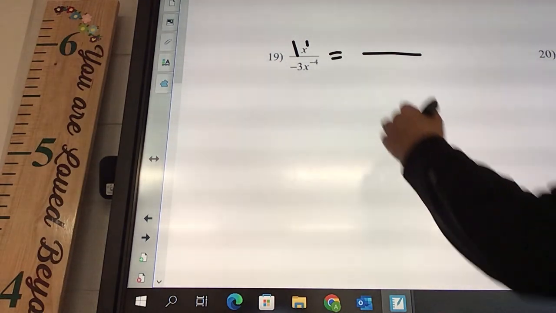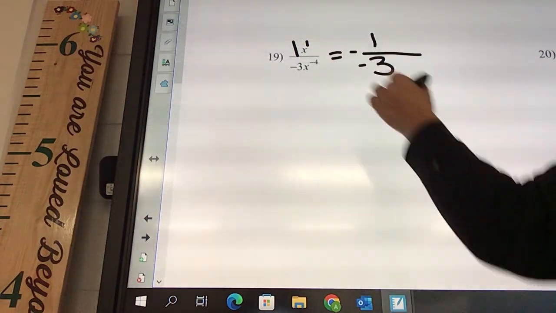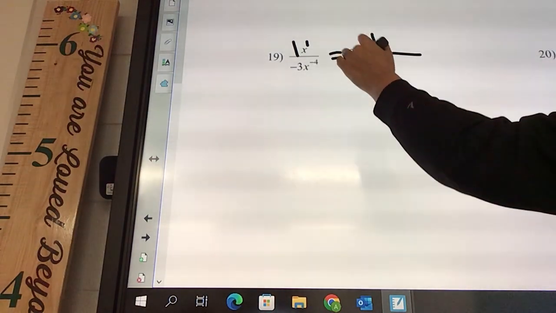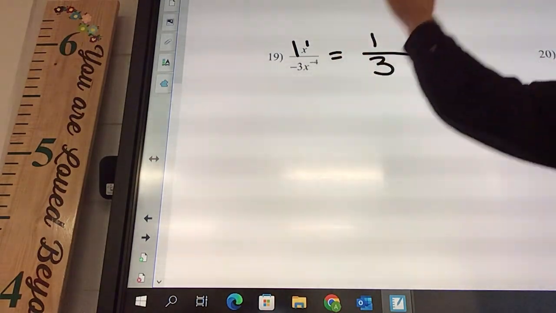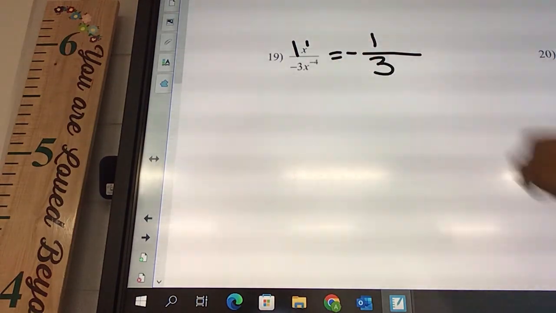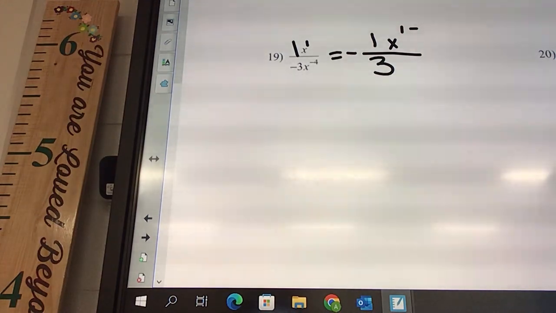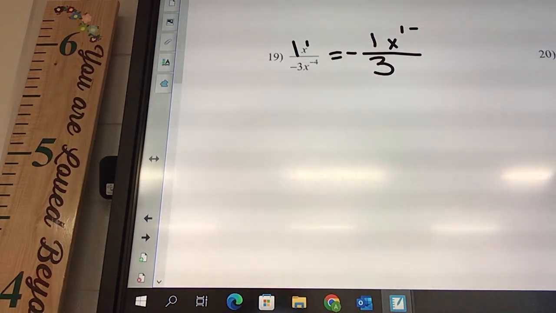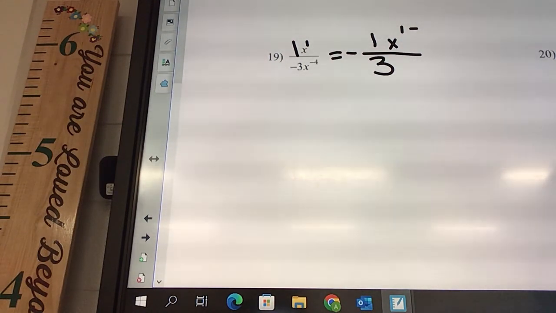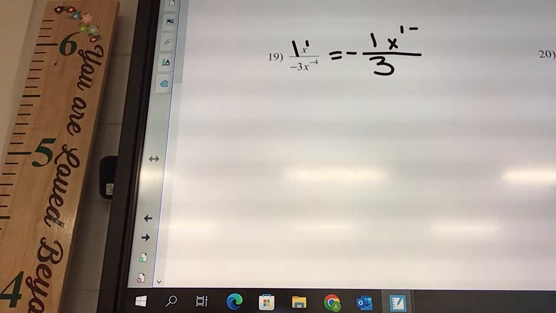Negative 1 over 3, okay? So it's still going to be 1/3, and you can throw the negative out there. You can keep it with the 3, you can keep it with the 1, but you only need one of them. So pick a spot and put it there. And then we do the x, so we say x to the 1 minus what? We do the top minus the bottom. What's on the bottom? Negative 4.